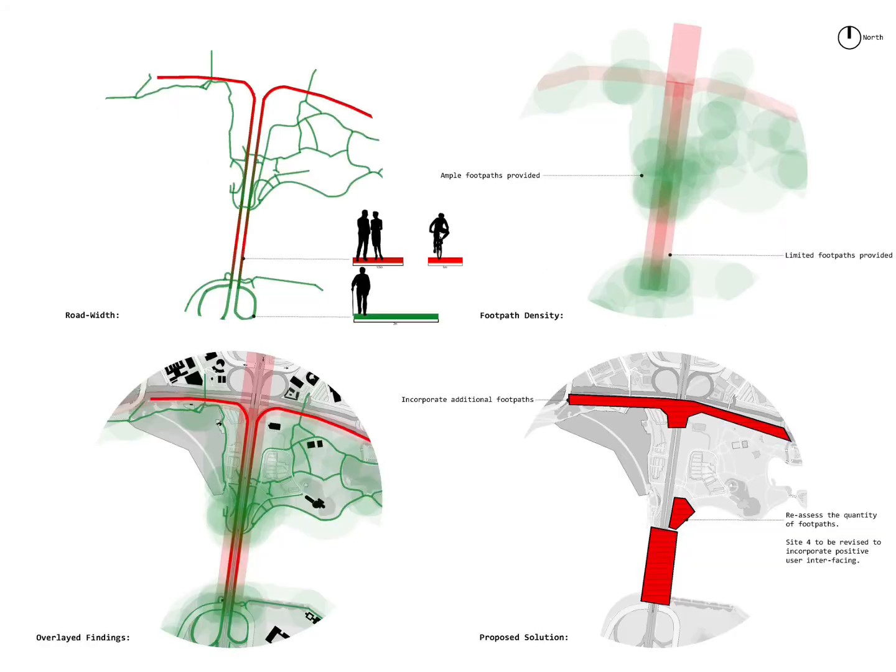implemented. Whereas these diagrams depict the pedestrian user interfacing on site, as can be seen, the footpaths along the major road are thin and dangerous to people. Seen in the footpath density diagram, there is an excess quantity of pathways within Site 4. When the findings are overlaid, it reveals that the majority of issues present are within Site 4, and the footpaths are not designed to encourage positive pedestrian circulation.